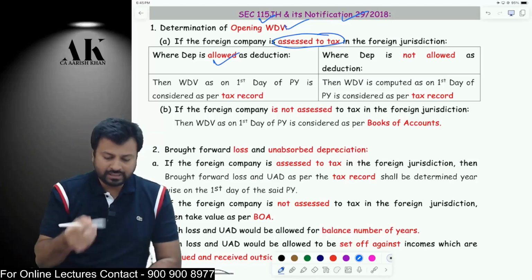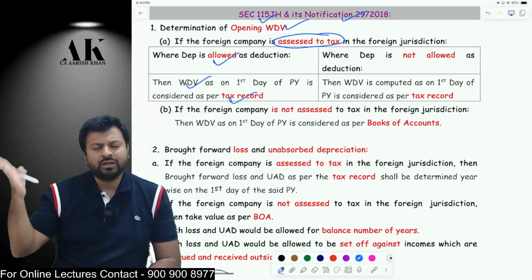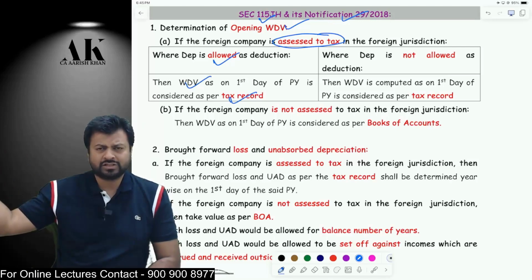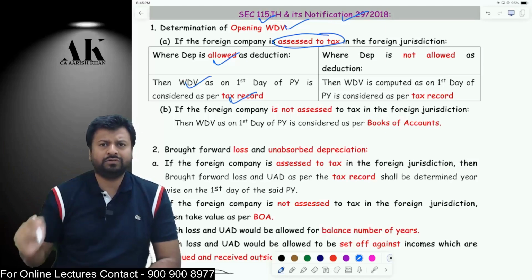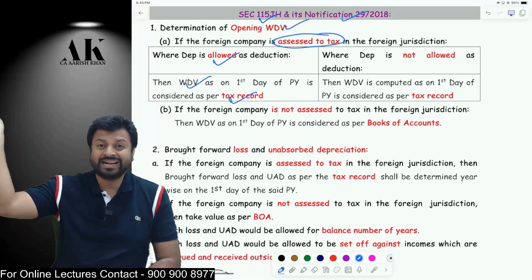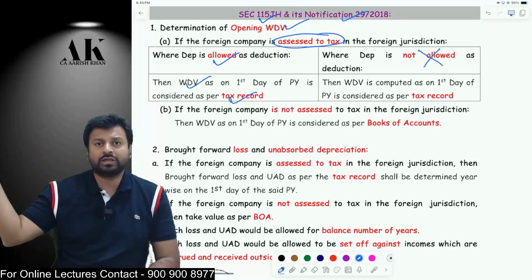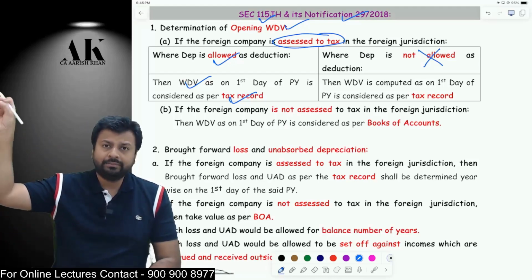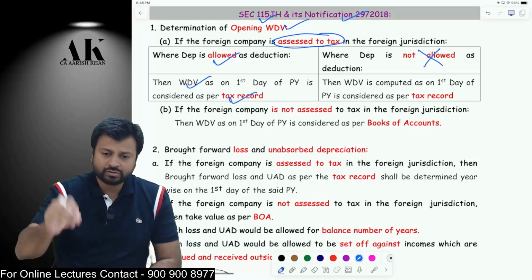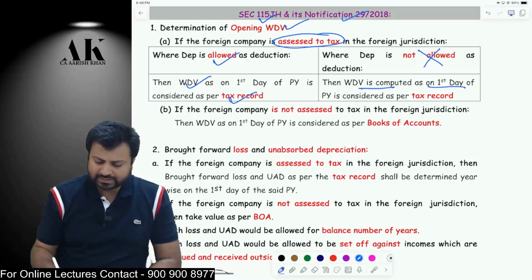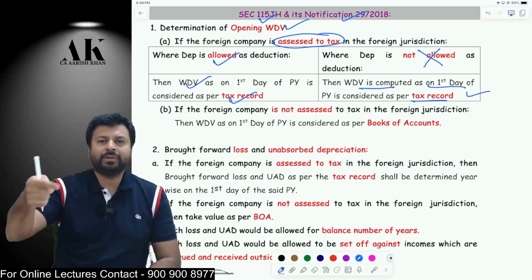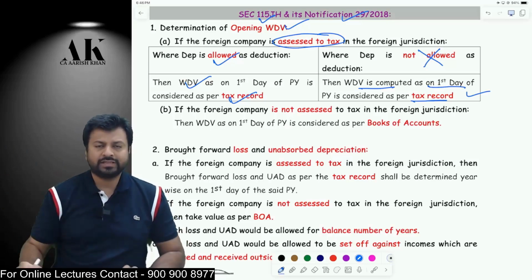Yes, it is allowed. Then whatever is the WDV as per the tax record on the last day of the financial year, that will become the WDV on the first day of the current year. Suppose in that country, there is no depreciation allowed to the company. There is a taxation law, but depreciation is not allowed to the assessee. Then we should compute the WDV as per the tax record of that country, and that WDV will become the WDV in India. I hope it is clear to all of you.